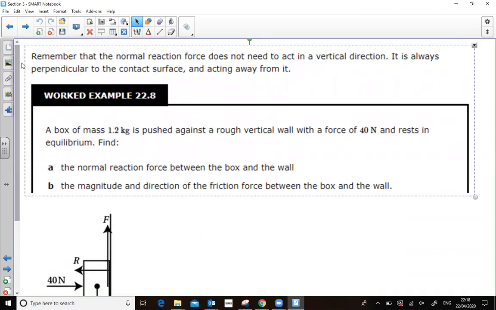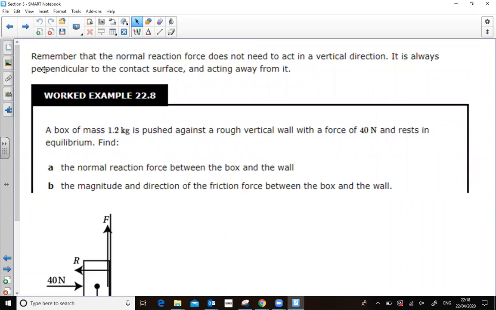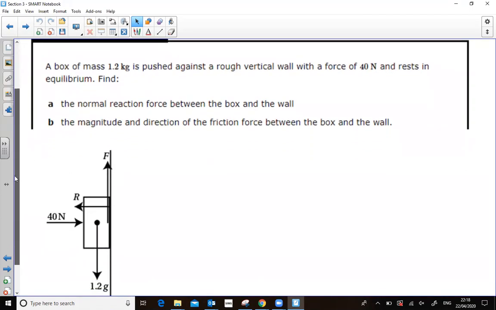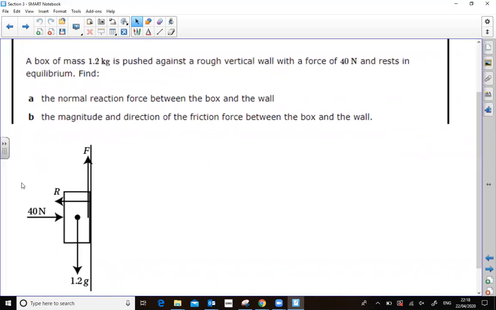Now I don't know if you remember from our previous video about the normal reaction force. The normal reaction force does not need to act in a vertical direction, but it is always perpendicular to the contact surface and acting away from it. So let's have a look at this example where the normal reaction force is not vertically upwards.